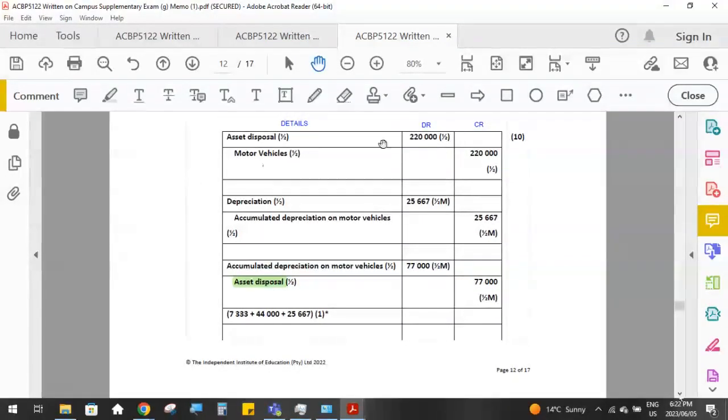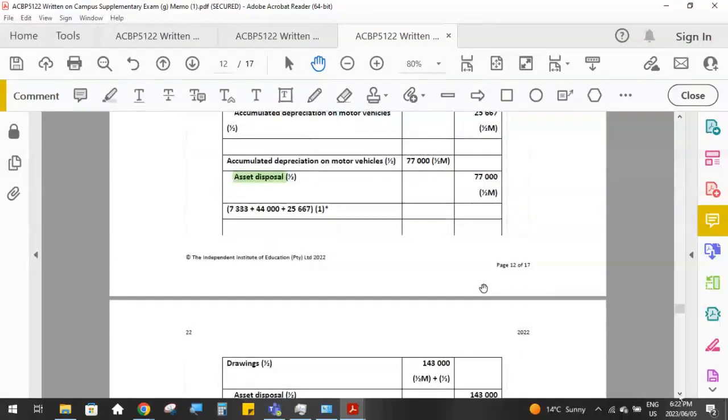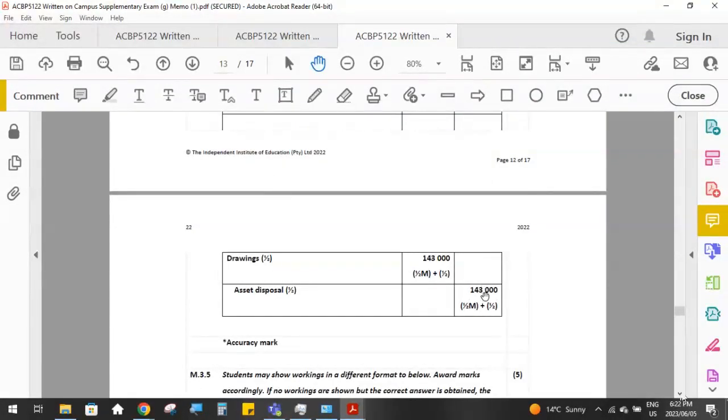220, here's our asset disposal account, 220 minus 77, which is all the ACDEP, gives us a carrying value of 143, and that's the total amount that we then transfer into the drawings account.